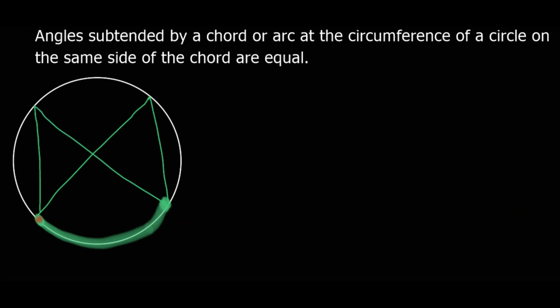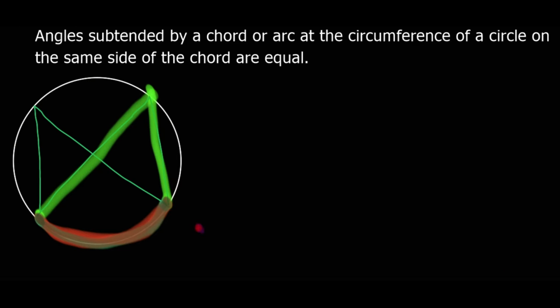The key thing here is that this arc creates this angle, and then that same arc creates this angle. So it's really the same thing. This angle and this angle are equal because they are created by the same arc. That is why this theorem is: angles subtended by a chord or arc at the circumference of a circle on the same side of the chord are equal. So this means this angle and this angle are equal.